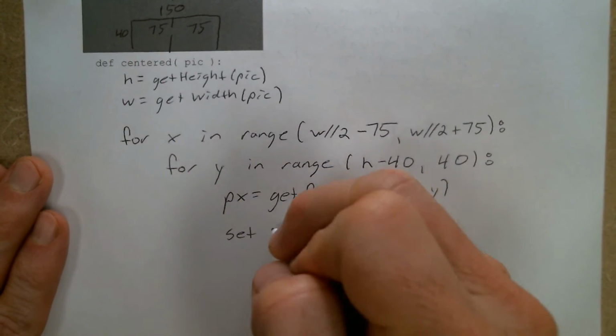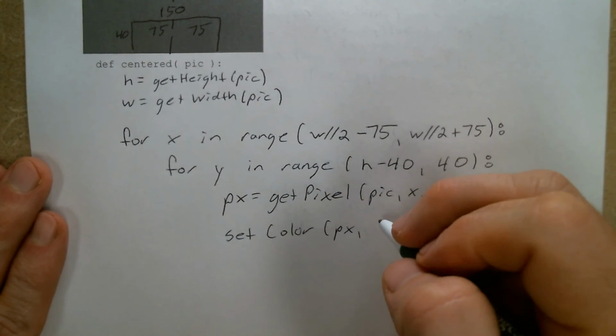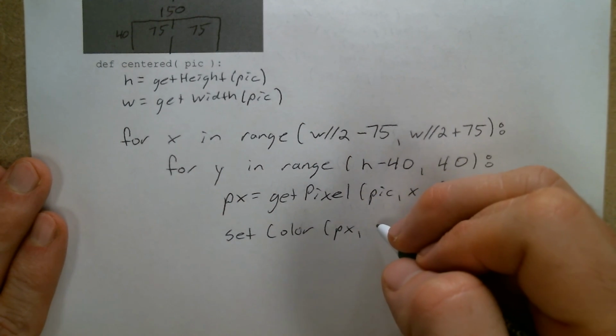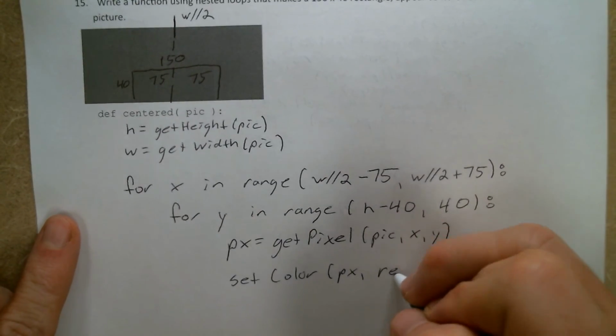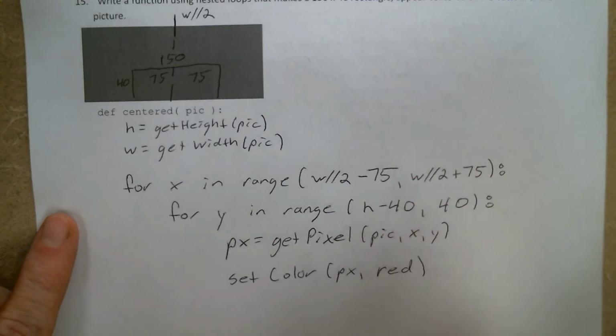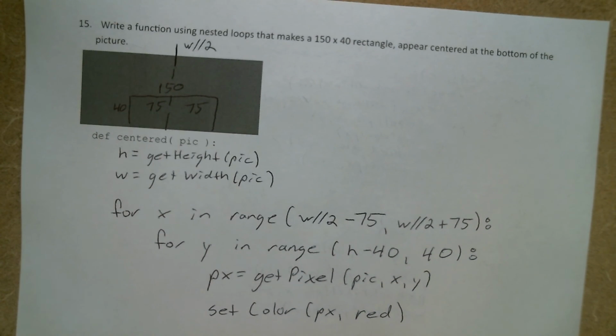So set color of px to, what color did it say? Oh, it doesn't say, but the picture, if you can actually see it, is red. All right, so we're setting the color of that pixel to red, and that will make that little rectangle appear centered and at the bottom of our blue box there, or our blue picture.